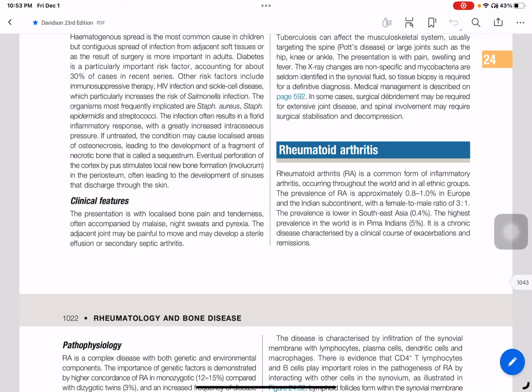Hello friend, today we will discuss rheumatoid arthritis from Davidson.